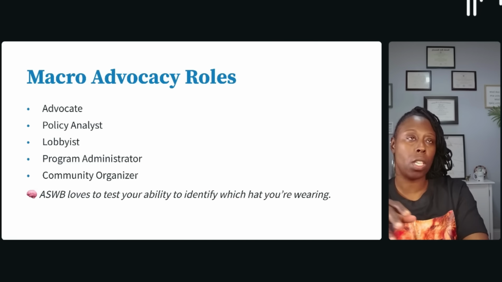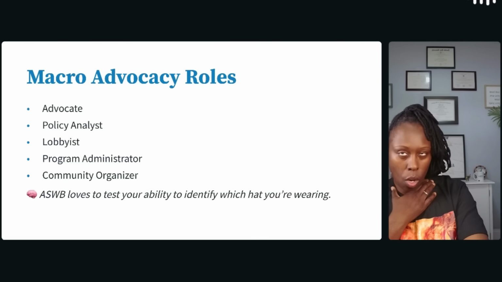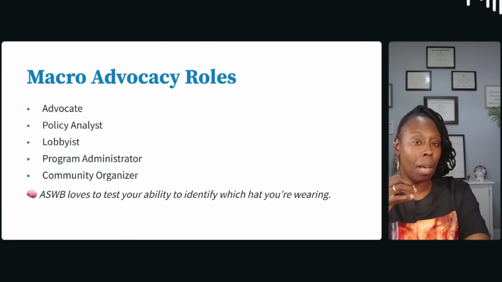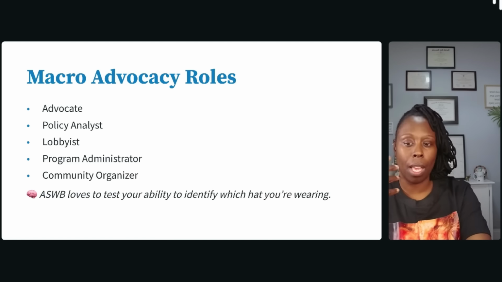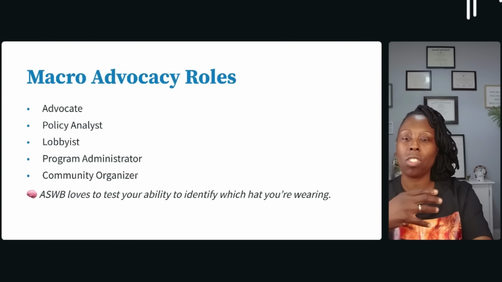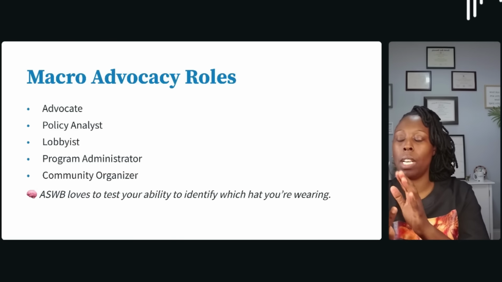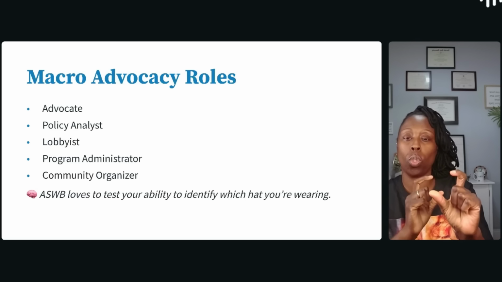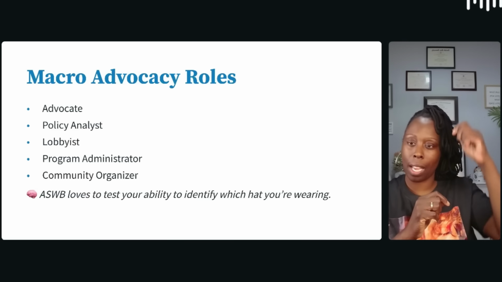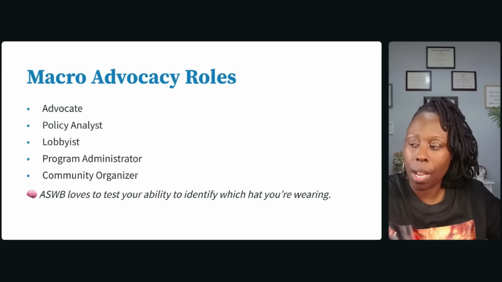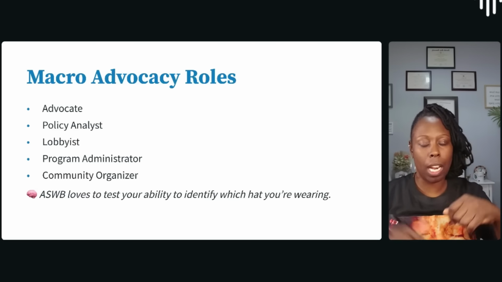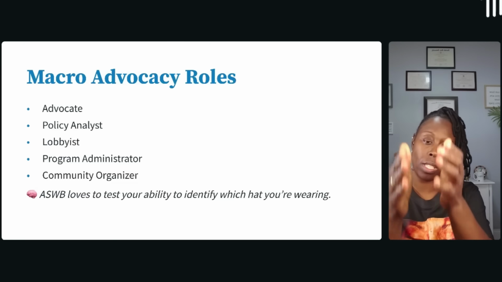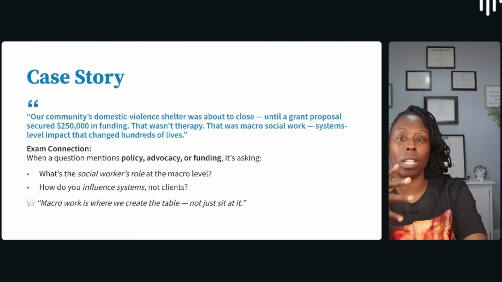Now, macro advocacy roles, all day as social workers, we're advocating all day. That's what we do. You advocate, we're policy analysts, we lobby, we're program administrators, we're community organizers. These are the things we do. So the ASWB loves to test your ability to identify what hat you're wearing as a social worker. Because as a social worker, we got hats galore that we wear. So they want to make sure that when you're taking this exam, you know exactly what hat you're wearing and how you can move forward and help and do what you need to do.